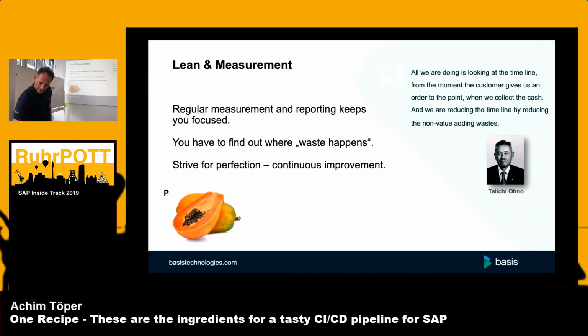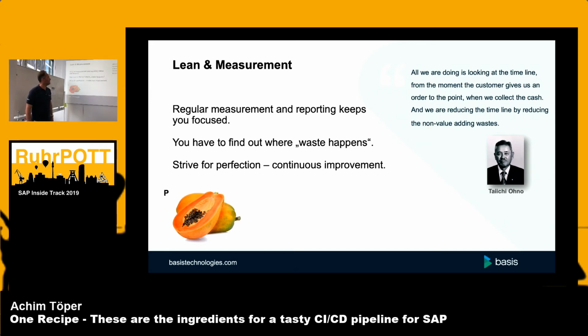So, lean and measurement. So I go back to Toyota, to Taiichi Ohno. I hope I spell him right here. All they are doing is looking at the timeline from the moment the customer gives us an order to the point. So even imagine an order that a guest gives you in a restaurant, then the timeline starts. And the timeline ends when we collect the cash. So when the meal is delivered and when the pay process is done.